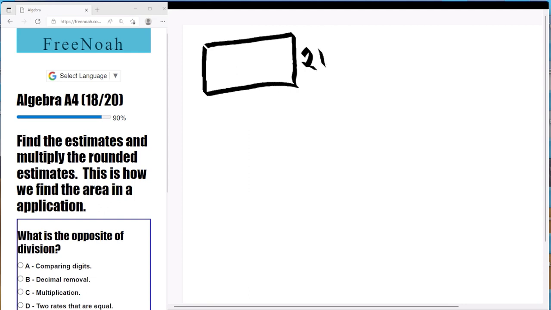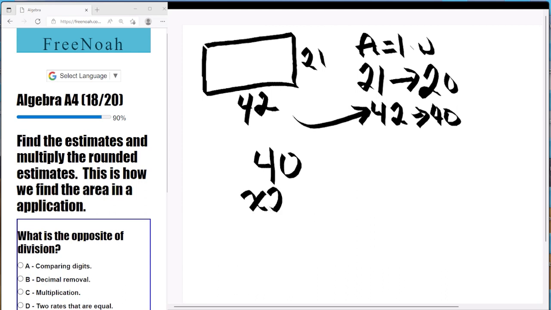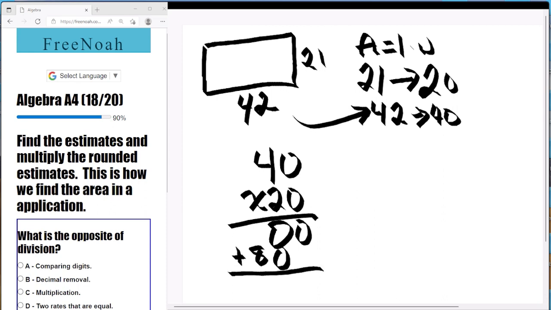So here's our rectangle. Our length is going to be 21, and our width is going to be 42. Let's remind ourselves what the formula of area is: A equals L times W. Here, let's write 21. So 21 would round down to 20, because we're looking for approximations at this moment, estimates. 42 rounds down to 40. 40 times 20 will equal 800.